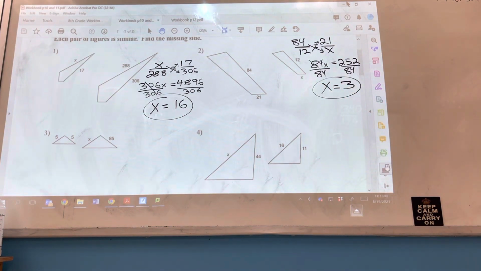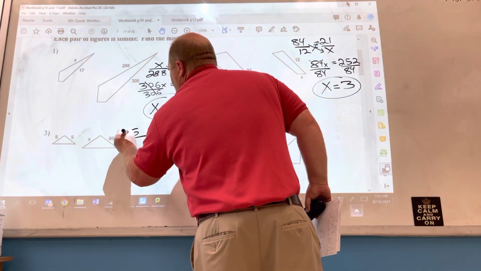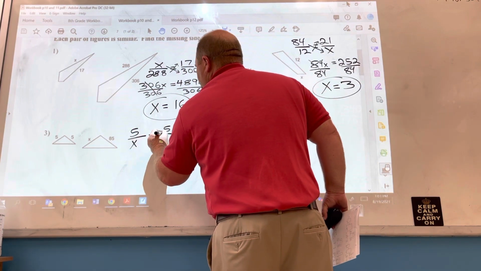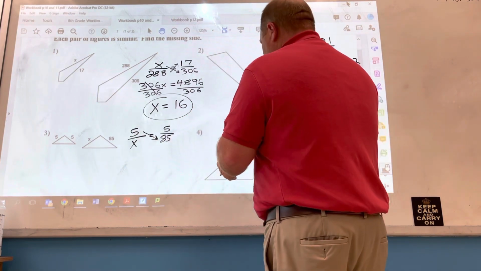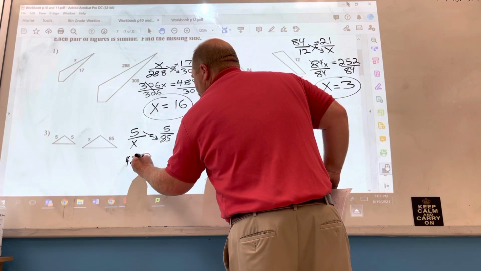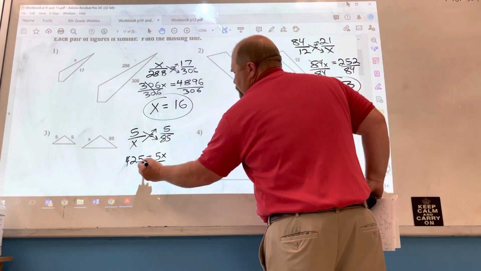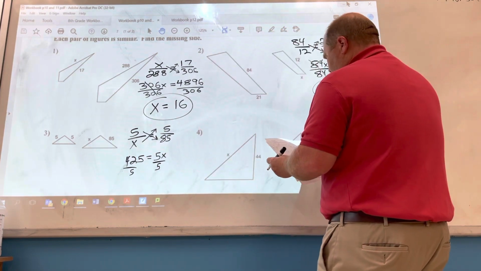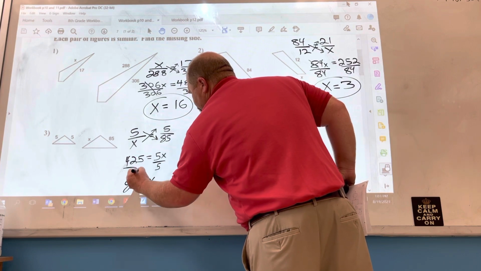All right. Problem number 3. I'm going to use 5 and 5 across the top. That matches up with x and 85. Cross multiply. 5 times 85, 425 equals 5x. Divide both sides by 5 to solve. And we find that 85 is equal to x.